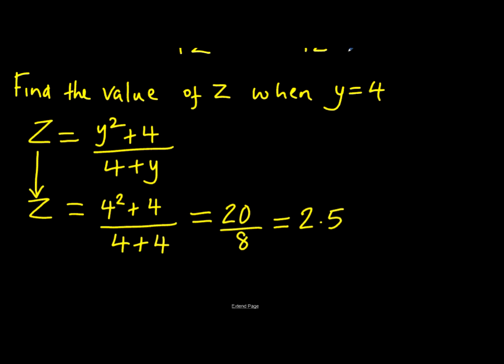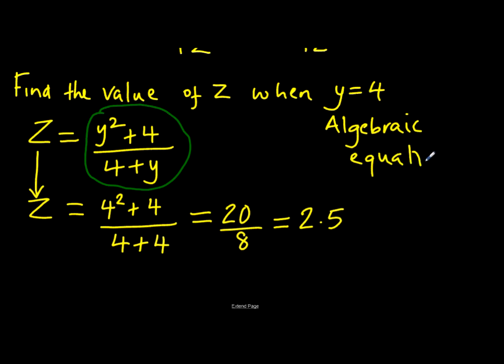So that gives you a general overview of how to evaluate algebraic expressions. So this here is an algebraic expression. And actually, because of the fact that we have an equal sign, so we have Z equals, the entire thing is an algebraic equation. So in these cases, we're actually evaluating the algebraic equation when Y equals 4.